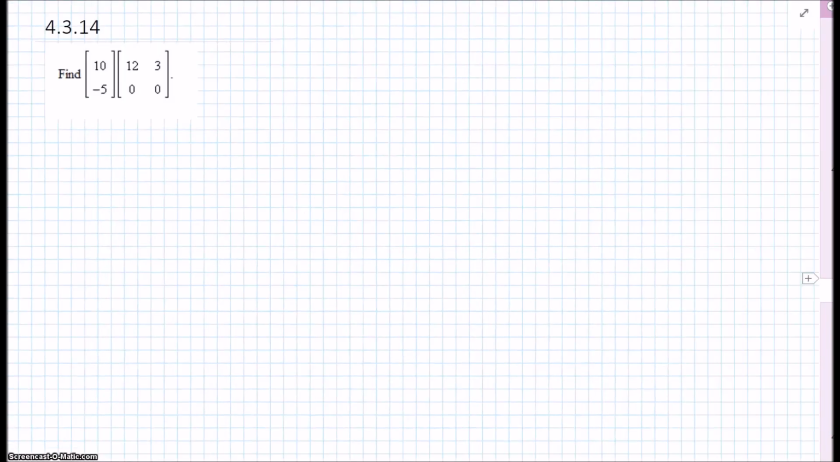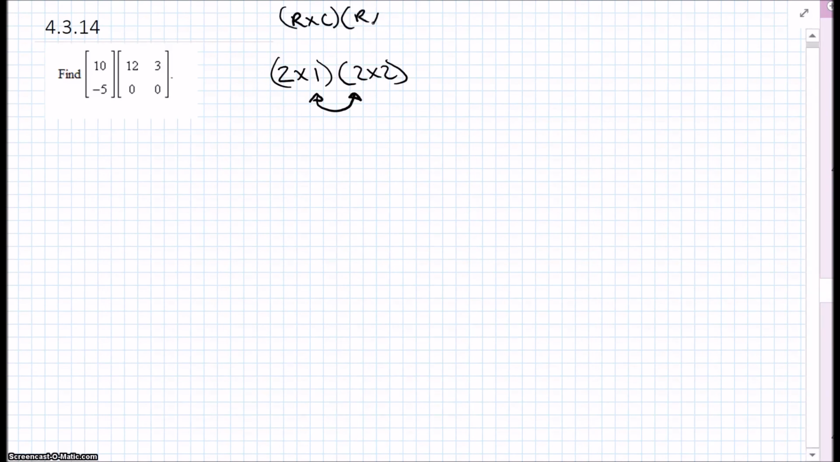Okay, next example. Find the product of these two. The first matrix is a 2 by 1 matrix. The second matrix is a 2 by 2 matrix. Well, since the rows and columns don't match up, remember we talked about rows times columns. If the columns and rows don't match up between the first and the second one, the product is undefined.